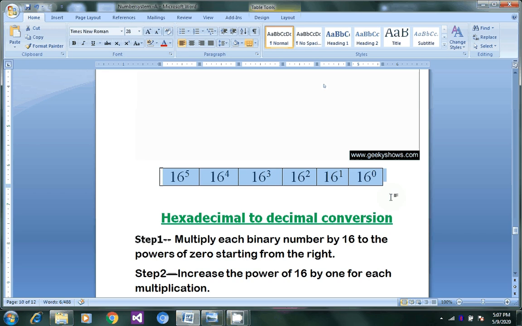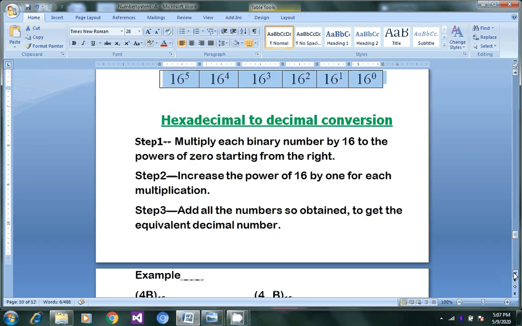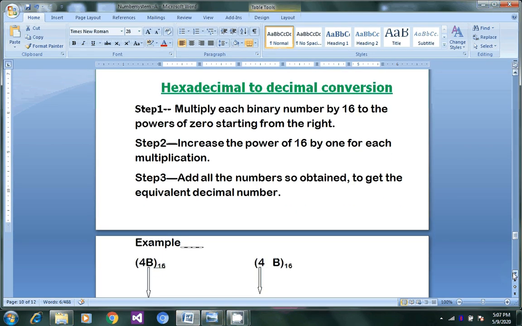Now hexadecimal to decimal conversion. It is very important from the exam point of view also. Here there are 3 steps. First step is to multiply each digit by 16 to the power of 0 starting from the right. In every conversion you have to start the multiplication from the right. In step 2, increase the power of 16 by 1 for each multiplication, as you did in the previous conversions also. Then add all the numbers obtained to get the equivalent decimal number.